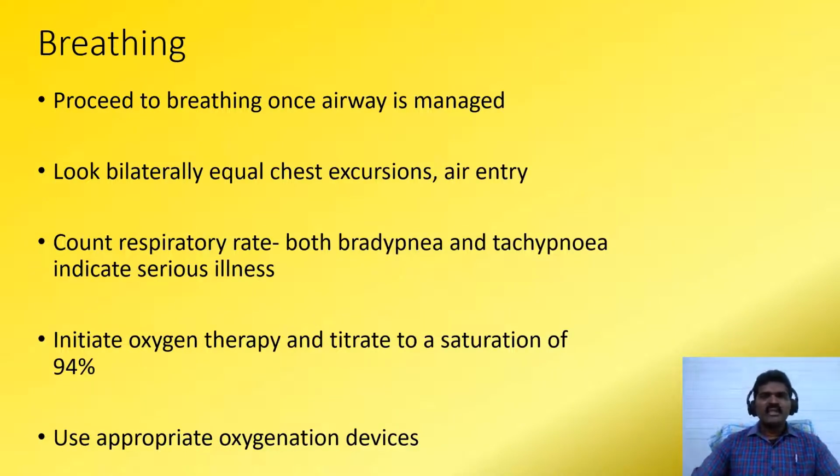Breathing management. Proceed to breathing once the airway is managed. Look for bilateral equal chest excursions, chest movement, and air entry into the chest. Count the respiratory rate. As I already told, a respiratory rate less than 8 or greater than 30 is an immediate indication for breathing management. Bradypnea and tachypnea indicate very serious illness. Initiate oxygen therapy and titrate to a saturation of 94%. Use appropriate oxygenation devices. We'll be learning about how to manage airway, breathing, all these things in the coming lectures. For now, you should know how these things should be managed in sequence.